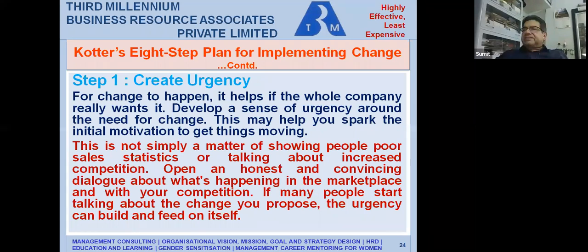So this is a detailing on each one of the steps of Kotter. The concept of creating urgency here.